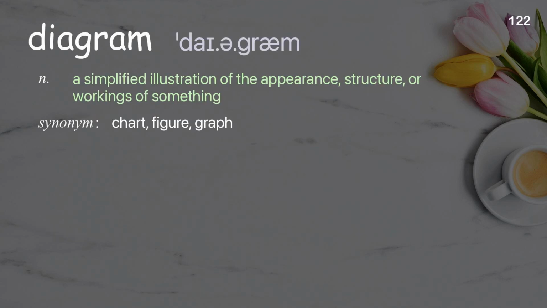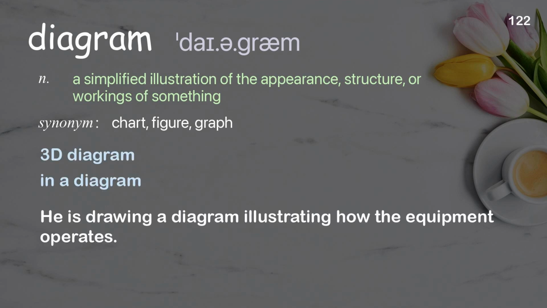Diagram: A simplified illustration of the appearance, structure, or workings of something. Examples: 3D diagram. In a diagram. He is drawing a diagram illustrating how the equipment operates.